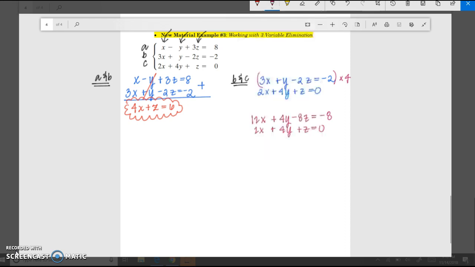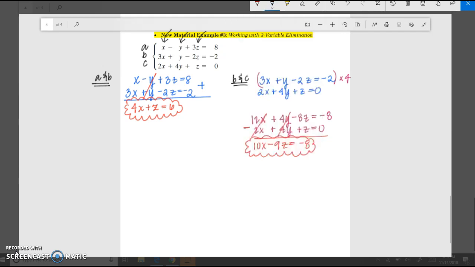At this point, we're good to go ahead and use our elimination. And we're going to subtract here since they're the same sign to get the 4y's to go away. So when I do that, 12x minus 2x is going to become positive 10x, and then the 4y's will cancel out. Then we'll have minus 8z minus another z, so we'll have minus 9z there. And then we'll have -8 minus 0, which is going to be -8 over on this right-hand side. So those are going to be the two equations with x and z that we want to work with.